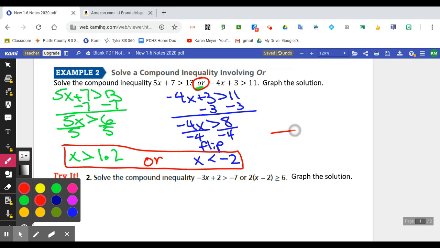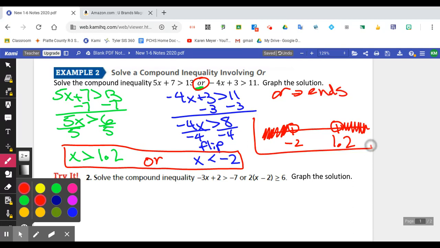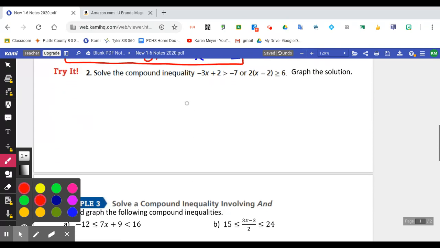Now I'm going to go on my number line. Here's negative 2. Here's positive 1.2. Neither one of them have an or equals 2, so that means they're both going to be open circles. X is greater than 1.2, so that means you're going to be shading to the right. X is less than negative 2, so that means you're going to be shading to the left. And remember, or problems, you should be shading on the ends. So now take a moment, pause the video, and try the next one by yourself.